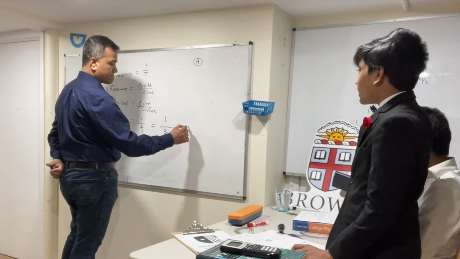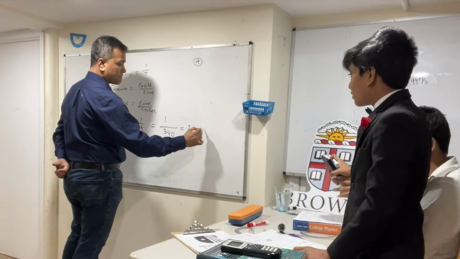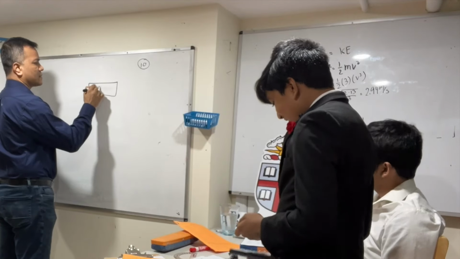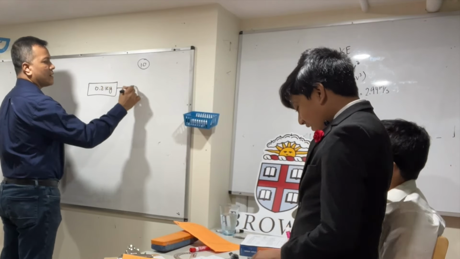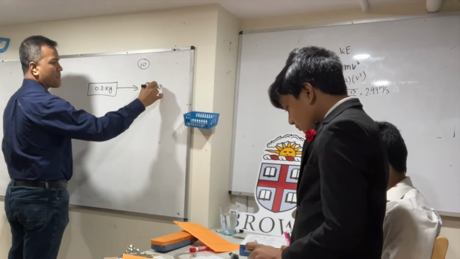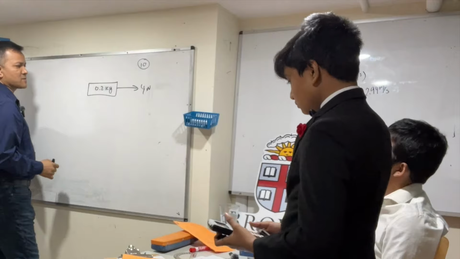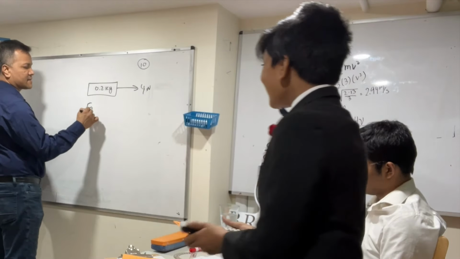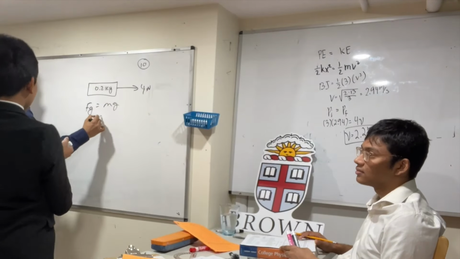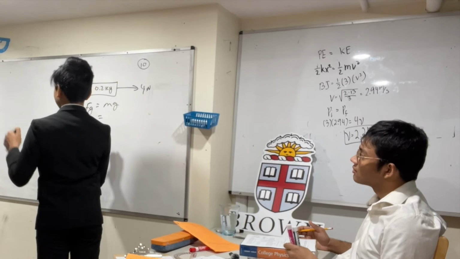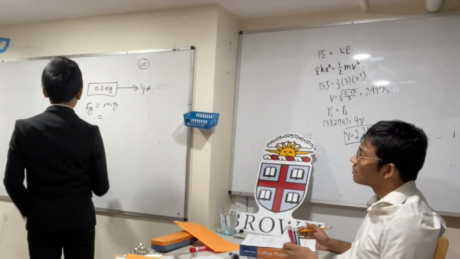2.94 times 10 to the minus third. Aha! I got it! It's the weight of the ball. 4 newtons. Okay. What is the weight of the ball? So what is the weight? Oh, I can find it. Use 10 or 9.8. Doesn't matter, 9.8.